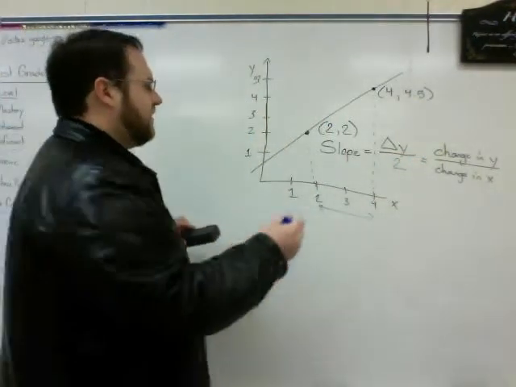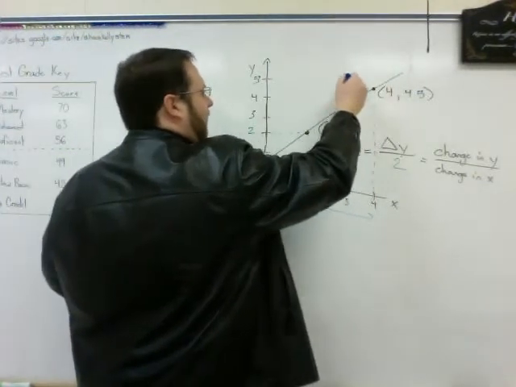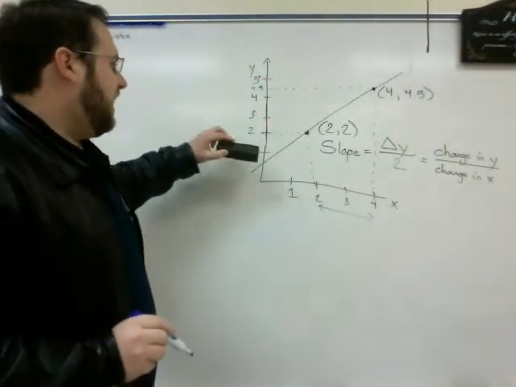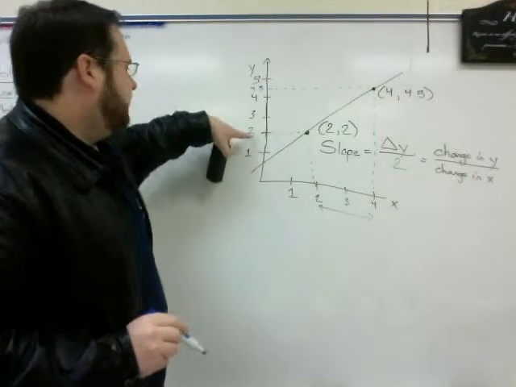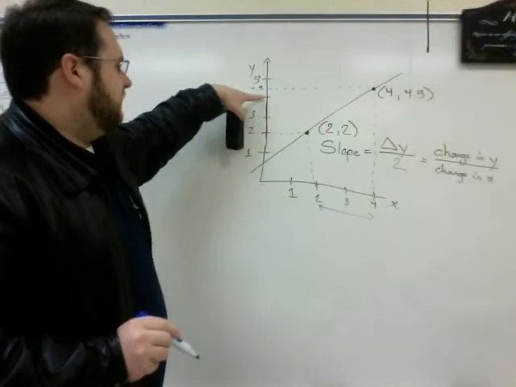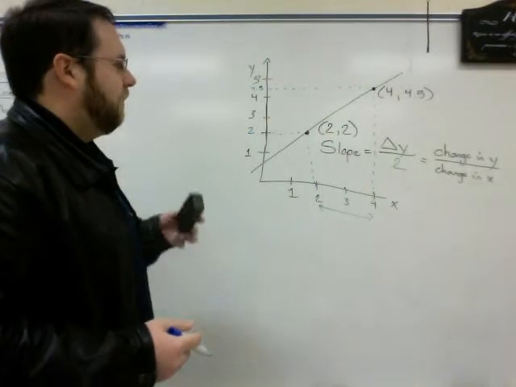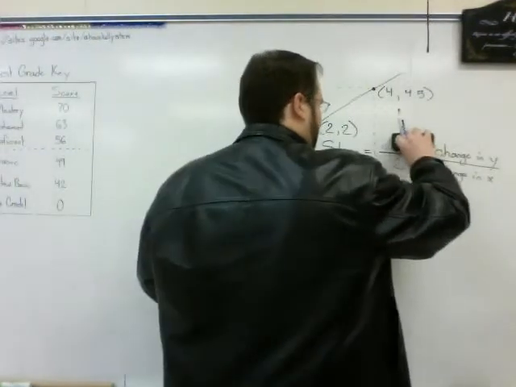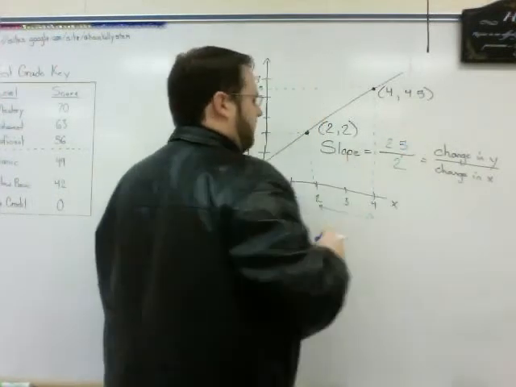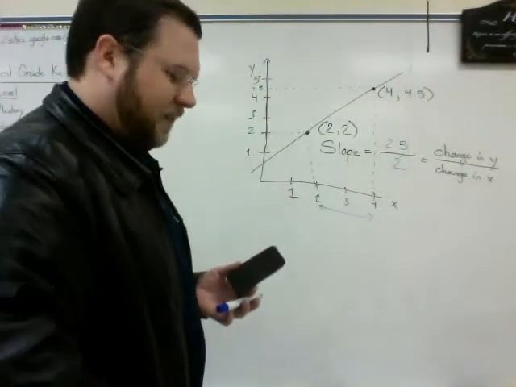Now I can do the same thing for the change in y. My first y value was 2. My second y value was 4.5. So I need to know how much it changed going from here to there. So it changed by 2.5. 1, 2, and then that half. And again, I can find that by taking this final one minus the initial one. So my change in y would be 2.5.